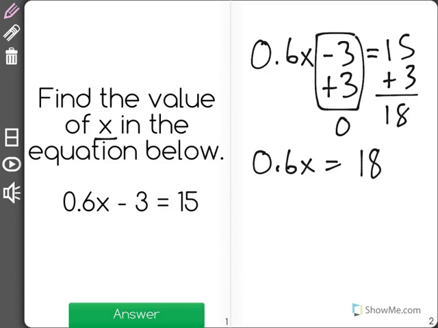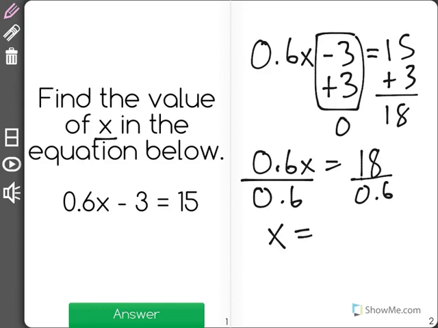Next I'm going to get x all alone. The way I'm going to do this is to divide both sides by 0.6. 0.6 divided by 0.6 is equal to itself, or 1 rather, is equal to 1, leaving us with just 1x, or x. So we got x all alone.